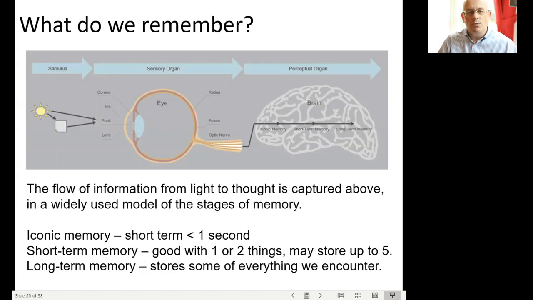We touched on what you remember when we talked about Michelle Borkin and her work on naturalistic elements in images to make them memorable. It's a good question what you remember, and the information flow from light to thought is stored in a number of types of memory in the brain. A simple model of this is that you have iconic memory, which stores things for about a second, short-term memory, which will store one or two things, up to 5 things, and then long-term memory, which stores something of everything that we encounter. You can recall lots of things, but it doesn't store everything.